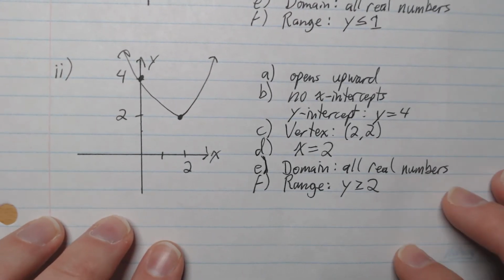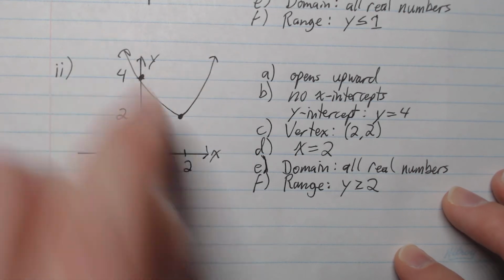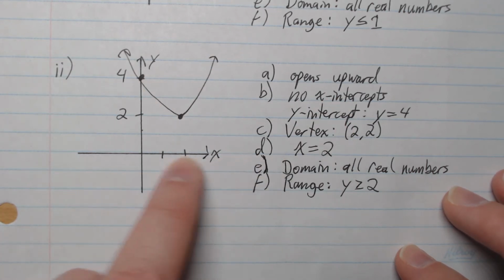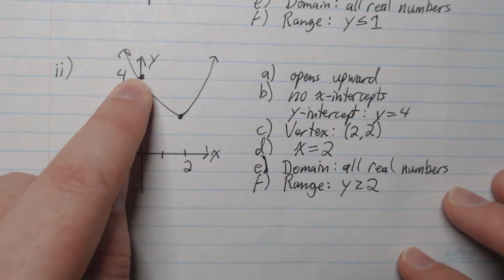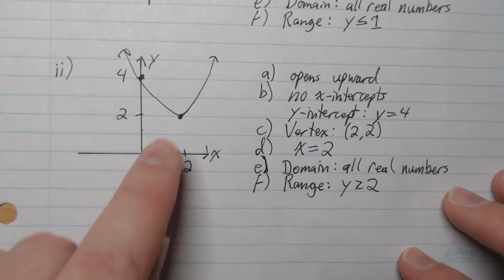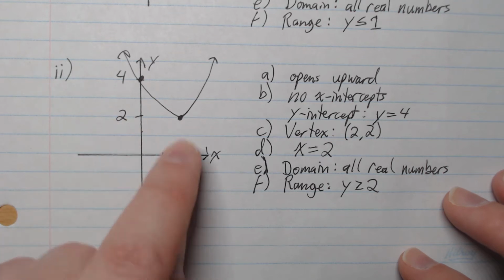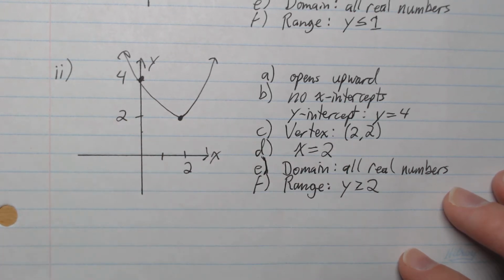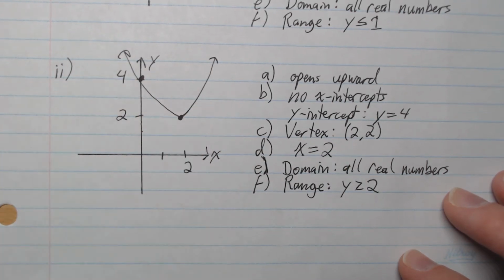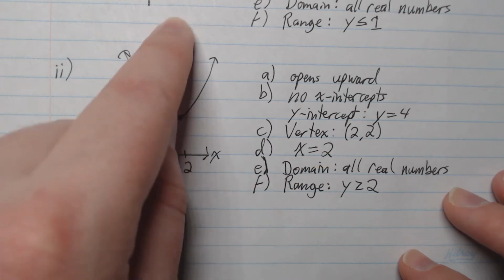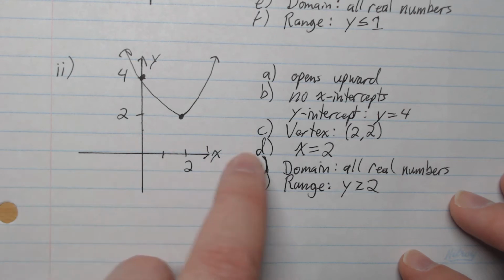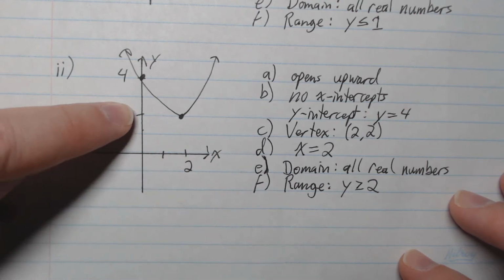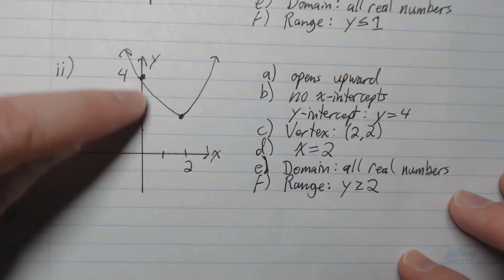Okay, B, another practice. We notice that it opens upward like that. No x-intercepts. It does not cross the x-axis at all. Y-intercept is y equals 4. Vertex right here, the tip, so that's (2, 2) is our vertex. We notice that it is a minimum. X equals 2 is the axis of symmetry. Domain, all real numbers. Range, all y values greater or equal to 2, like that.